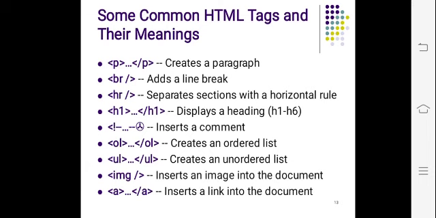And some common HTML tags and their meanings. Here we'll see different types of tags in a single slide. P creates a paragraph. BR, this is the singular tag, the line break tag, as we said just before. HR is the horizontal ruler, which displays a line on the web page.